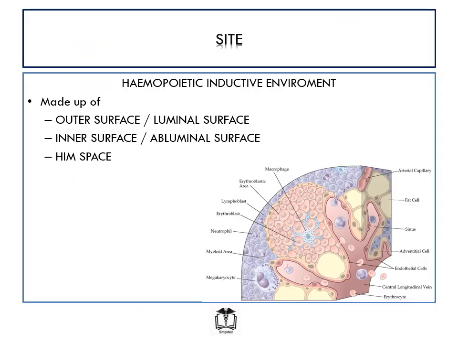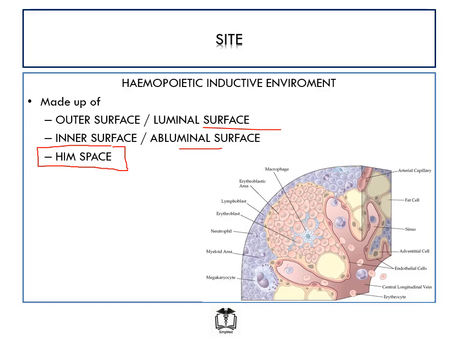So let's focus on the hematopoietic inductive environment. What you need to know about this particular part or site or structure in the bone marrow is that it is made up of three major parts. It's made up of an outer surface, also called the luminal surface. It's made up of an inner surface called the abluminal surface, and just medial, or internal, to the inner surface, we have what we call the heme space, the hematopoietic inductive environment space, which is the major site of production of hematopoietic cells.